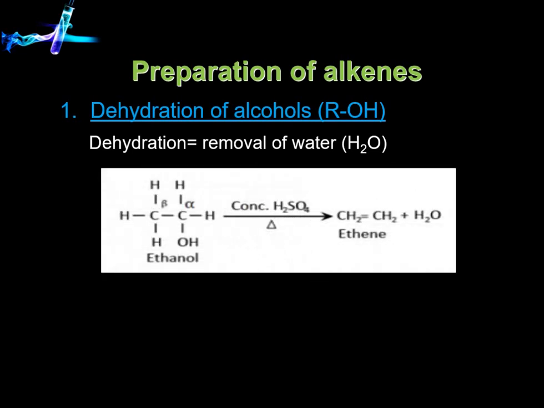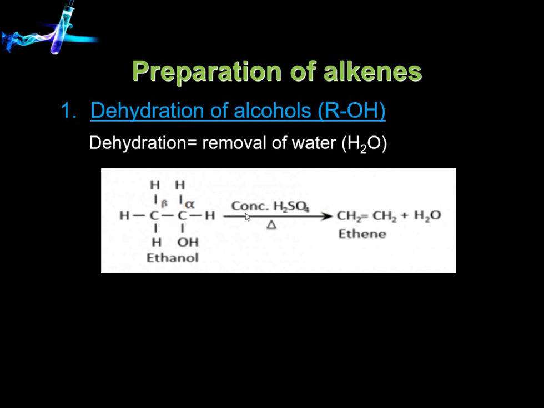As you can see, this is a simple alcohol which is being shown to you. OH is the functional group. The carbon atom which is attached to the functional group is called the alpha carbon, and the carbon adjacent to the alpha carbon is called the beta carbon. Why are they shown over here? When a water molecule is removed from ethanol, the hydroxyl from the alpha carbon and hydrogen from the beta carbon will be removed in the form of water, and a double bond will be created between the two carbon atoms.